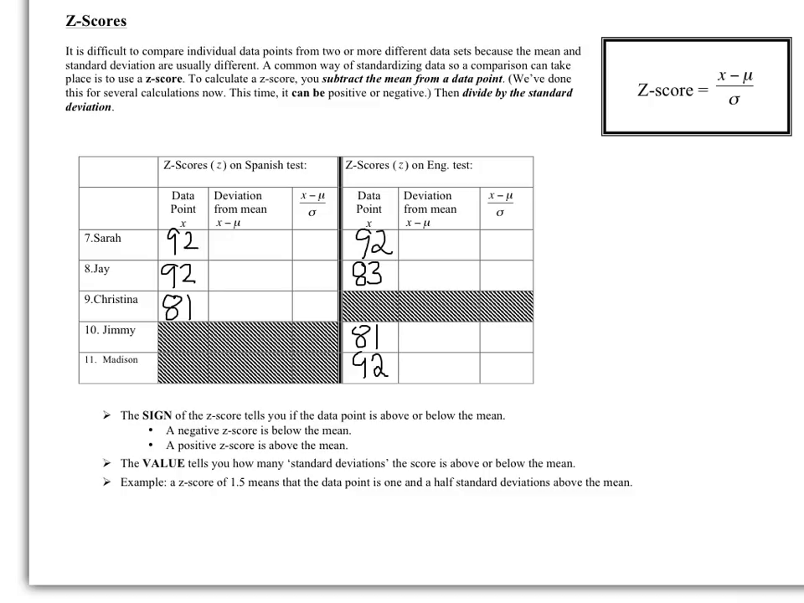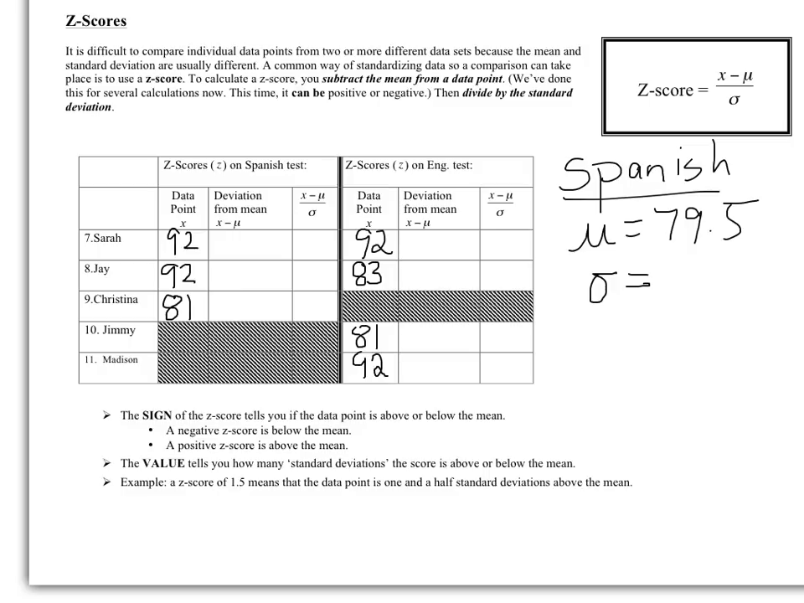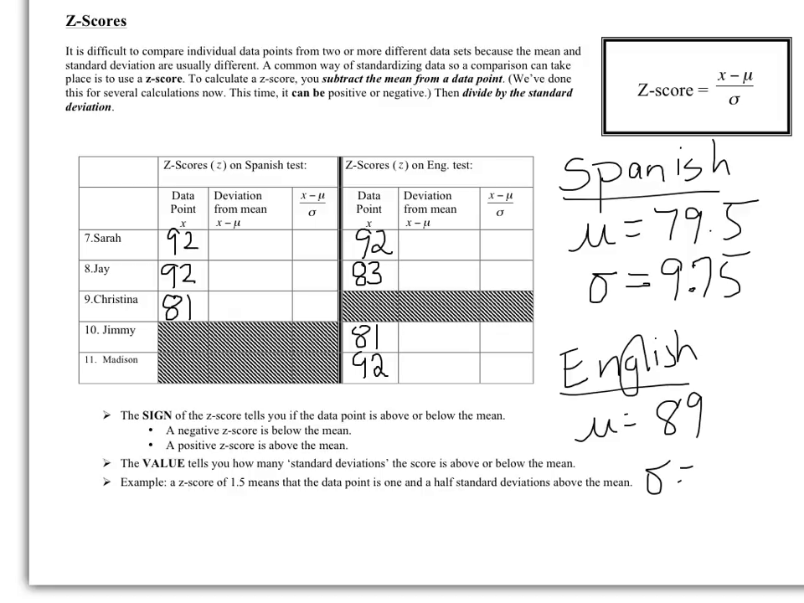So now what I need to do to figure out the z-score is subtract the mean from the Spanish test. If I'm looking at Sarah's score, I need to take her point minus the mean of the Spanish test. Then I'm going to divide it by the standard deviation, and that's going to give me her z-score. So let's go back to the front again, and it's a good idea to write this stuff down on this paper. For the Spanish test, the mu, the mean, was 79.5, and the standard deviation was 9.75. So that's the data that we're going to use for the Spanish test. Then for the English test, the mean was 89, and the standard deviation was 6. So that's the information that we're going to use to help us get our z-scores.